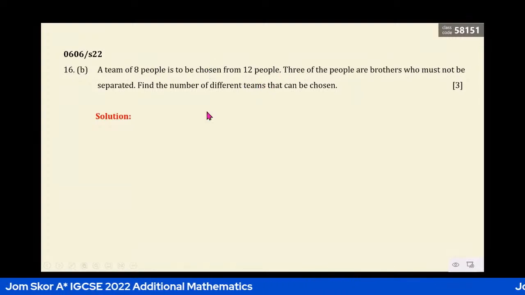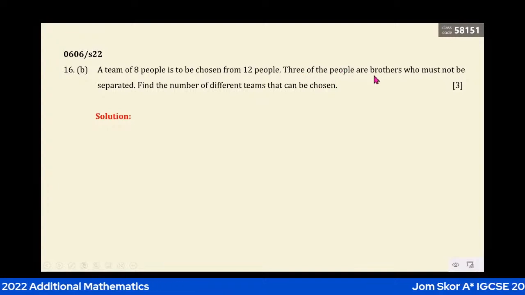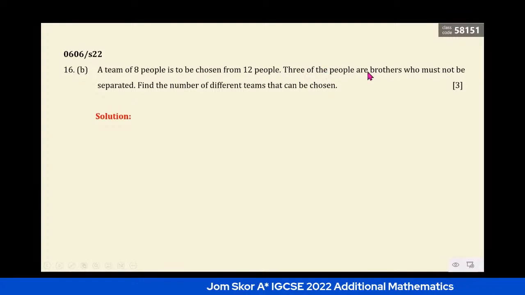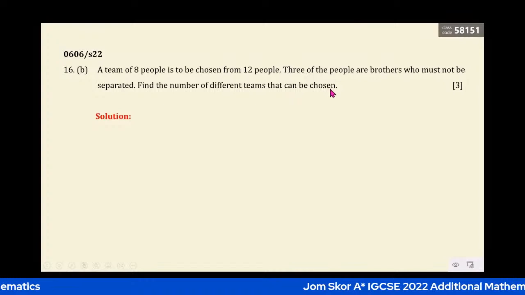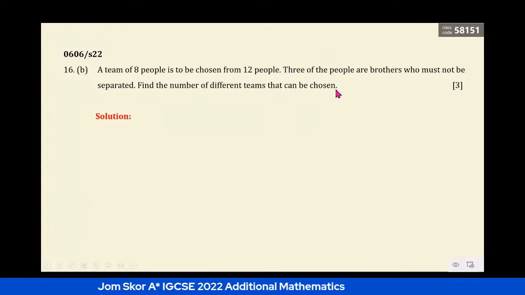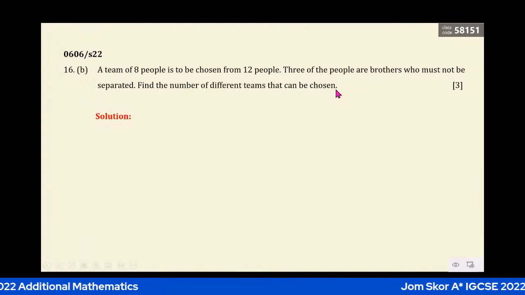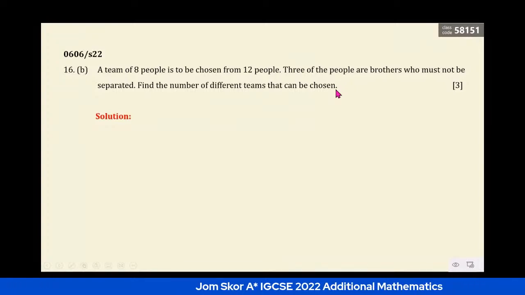But we have restriction here. So 3 of the people are brothers who must not be separated. Okay, kita ada 3 orang, dia adik-beradik. Okay, dia adik-beradik and then dia tak nak berpisah, so must not be separated. So find the number of different teams that can be chosen. Okay, these 3 brothers, it's either all must be in a team or not in a team. Kalau dia duduk dalam team, semua tiga-tiga nak kena duduk dalam team. Kalau dia tak nak duduk dalam team, maksudnya tiga-tiga tak boleh ada dalam team.